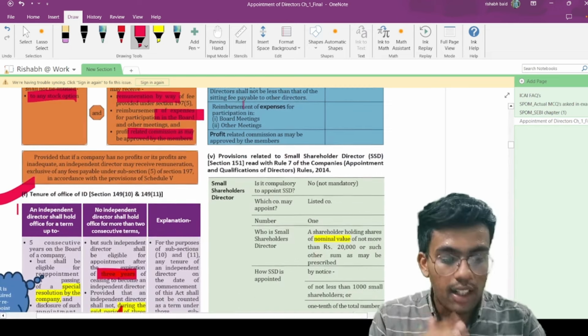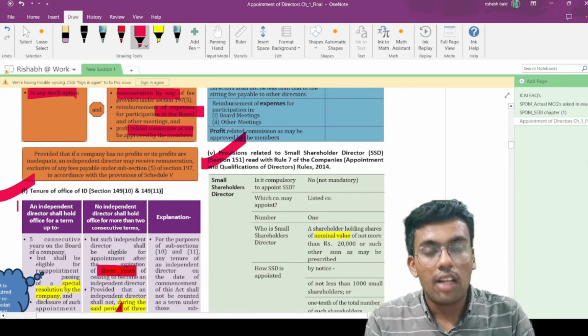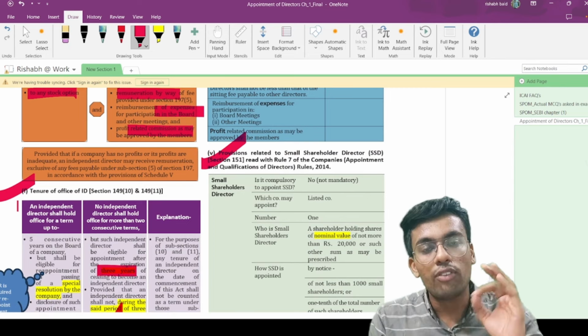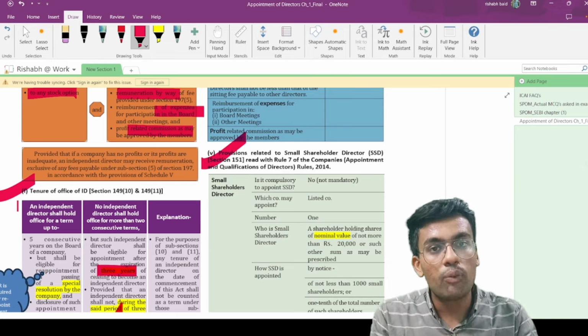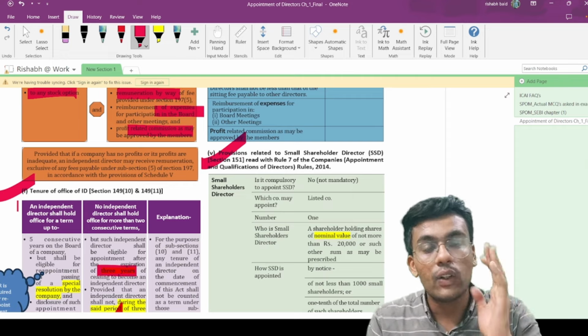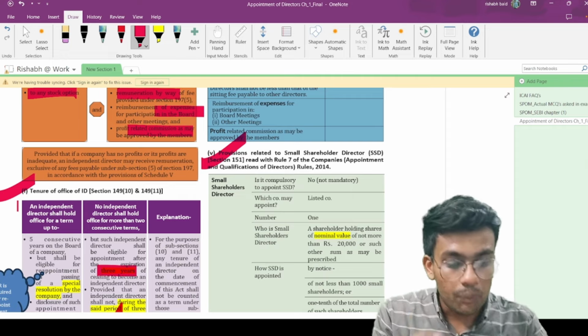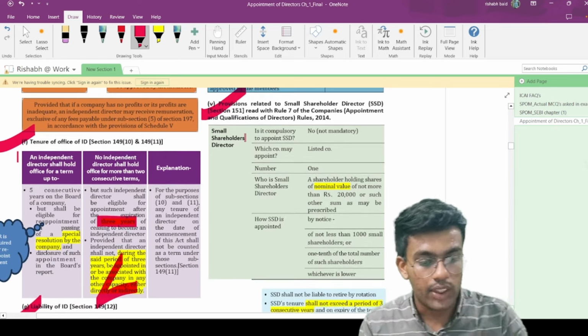on your own. Now small shareholder director, very important questions, very important provision from which questions are asked in every question paper. I would say in my examination, woman director question came, SSD came, along with that independent director also came. So please give proper attention to these small shareholder director provisions.